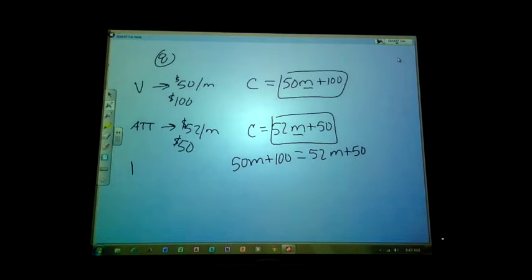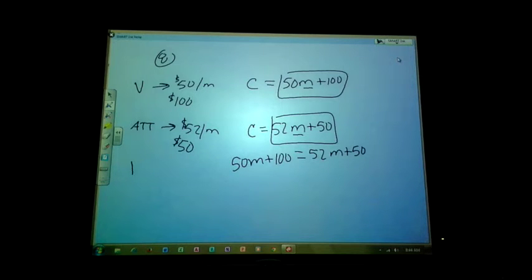Okay? Now we have to figure out what we need to do to both sides to get M all by itself. And remember yesterday there were 4 different things that we could do. One thing we could do is subtract 50M from both sides of the equal sign. Another thing we could do is subtract 100 from each side. Another item is we could subtract 52M from both sides, or we could subtract 50 from both sides and take away from the appropriate thing.